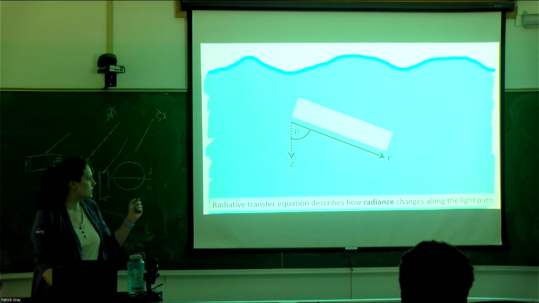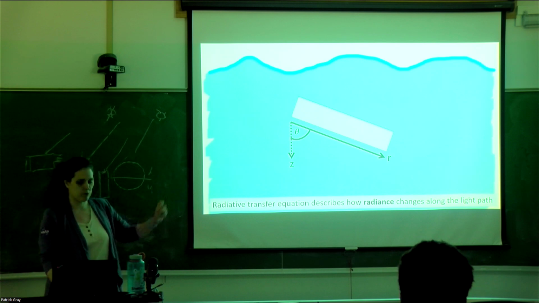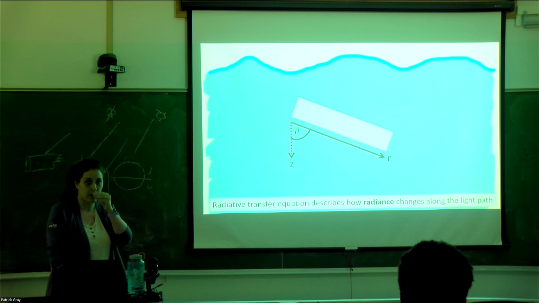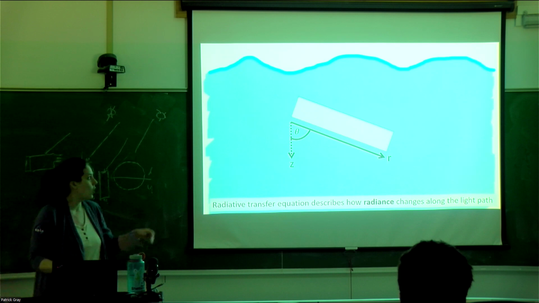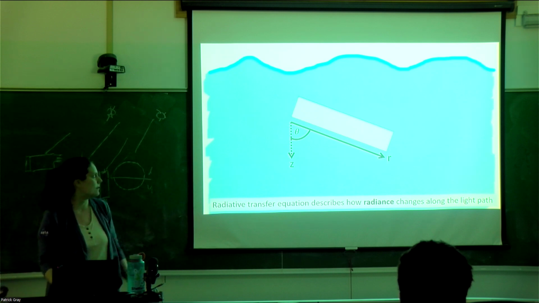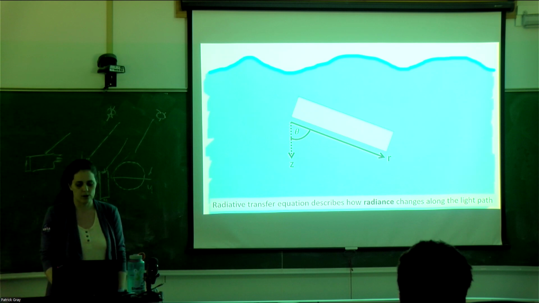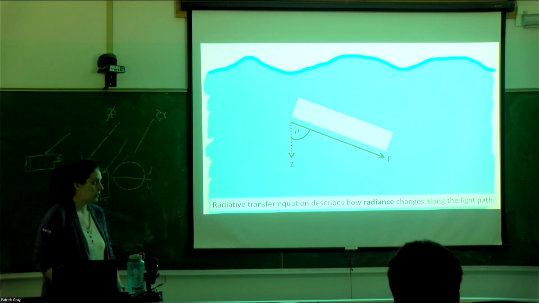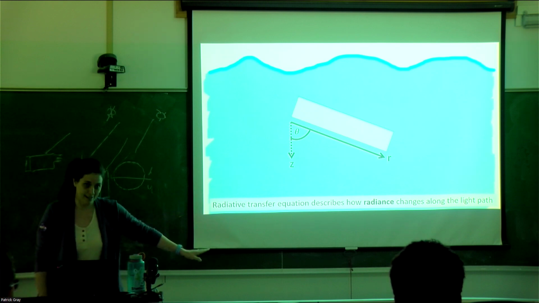So we're going to be thinking about how radiance changes along this path, this kind of lighter block here. And so the path of that beam is going to be described by a vector r. So that's some x, y, z direction. And this r is at this angle theta to the z direction. So we're thinking about radiance.